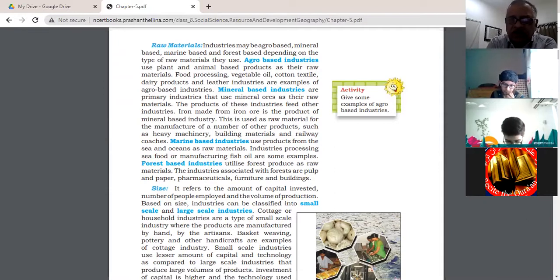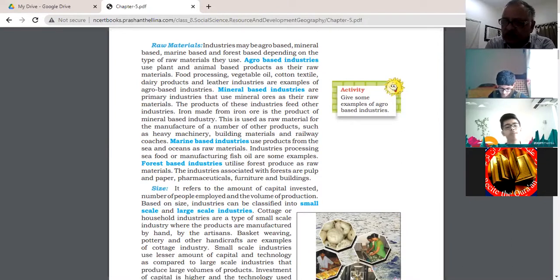Second type is mineral-based industries, where the primary industry that uses mineral ores as their raw material is known as mineral-based industries. These are the products which are fed to the industries. Industry makes it and industry uses it, like iron ore. Iron made from iron ore is the product of mineral-based industry.